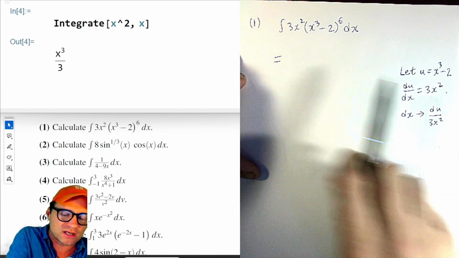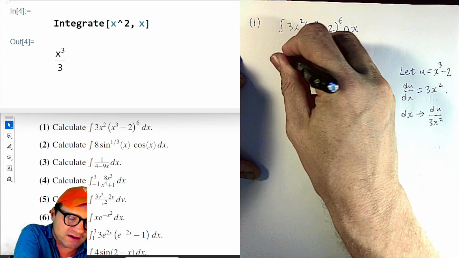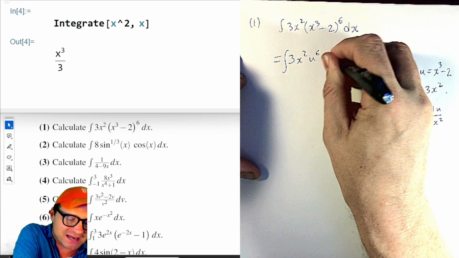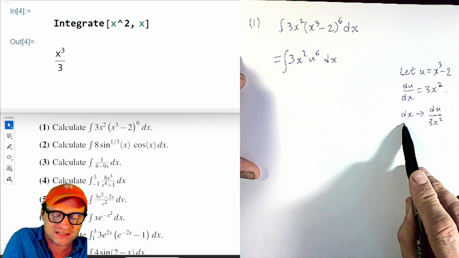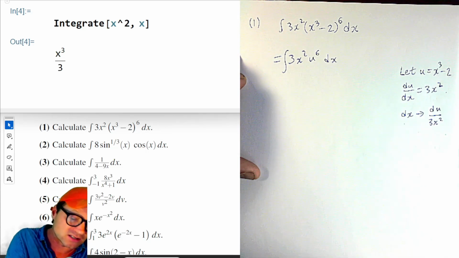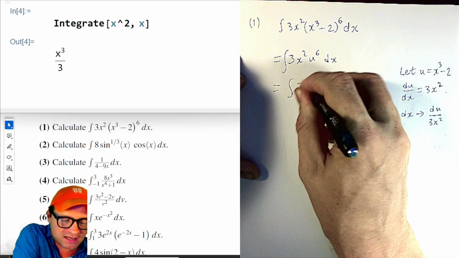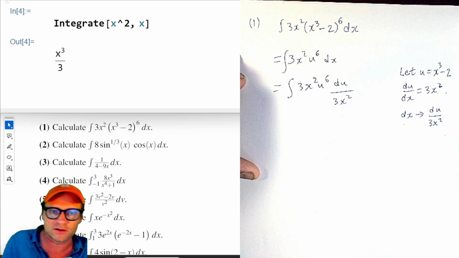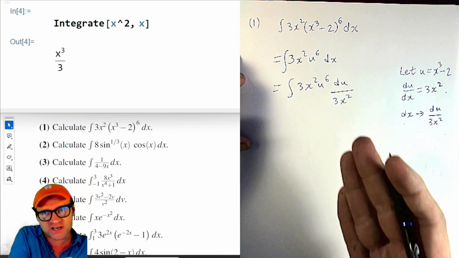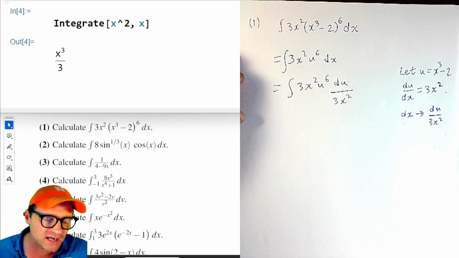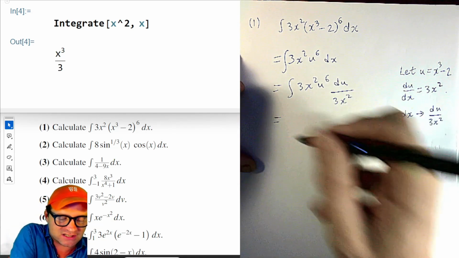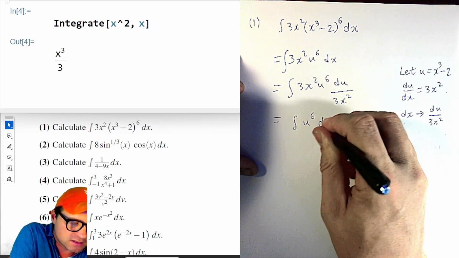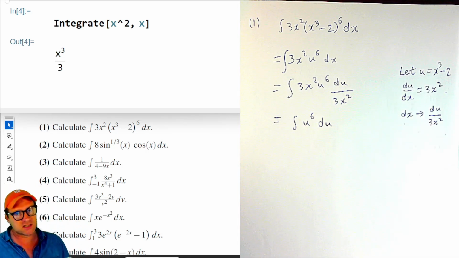Okay, and so what was u? It was x cubed minus 2. So we have 3x squared, u to the 6th with respect to x. But then this says that we can replace dx with du over 3x squared. So we have 3x squared, u to the 6th, du over 3x squared. All right, now the magic happens because we can cancel the 3x squared in the top and the bottom, and we just end up with an integral that has u's in it, which is exactly what we want. So this integral will work out nicely by substitution.